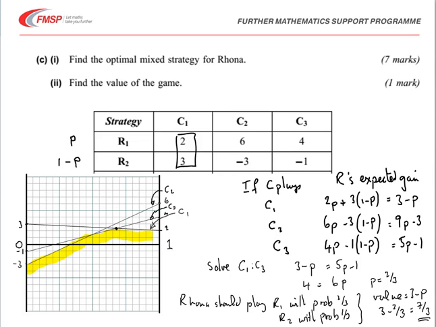Okay, the marking then for this part of the question went as follows. There was a method mark and an accuracy mark for doing each of these equations, and then another method and accuracy mark for transferring them onto a graph, a method and accuracy mark for solving the correct pair of equations, and explaining that Rona's play-safe strategy was as we've indicated there. Finally, a single mark, B1, for getting the value of the game as 7/3.